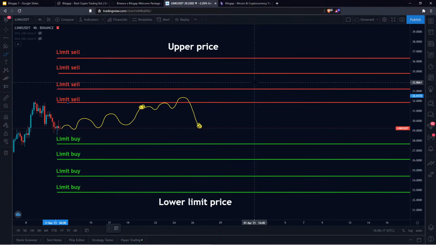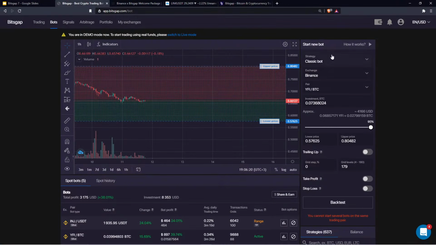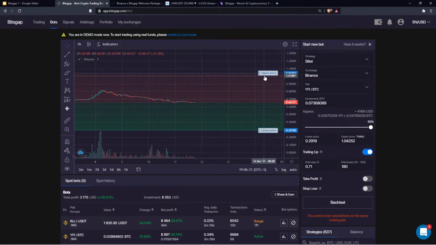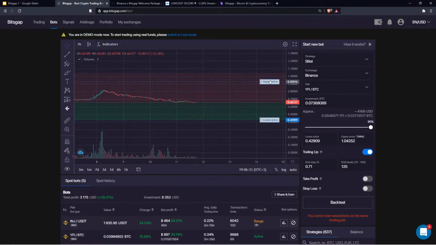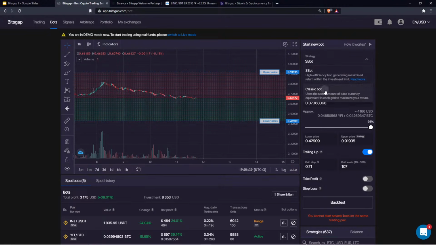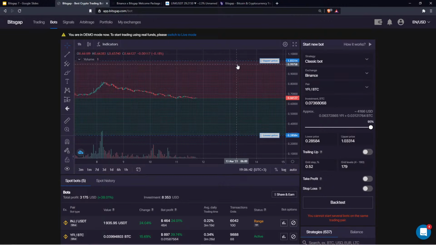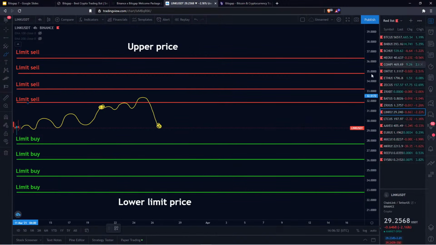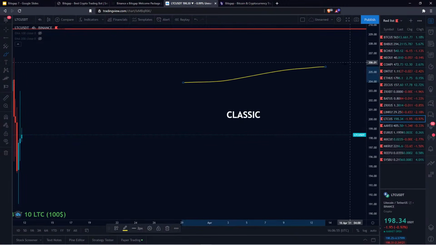So now the big question is, what is the difference between the classic bot that we have and the SBot? Because it looks like they are pretty much the same. You see they have the same trading range, which is defined by the upper price and lower price. So you can drag the line in any direction you want, and the same applies to the classic bot. But the primary difference here is how these bots distribute your investment. So when it comes to the classic bot, and for this one, so here it is.